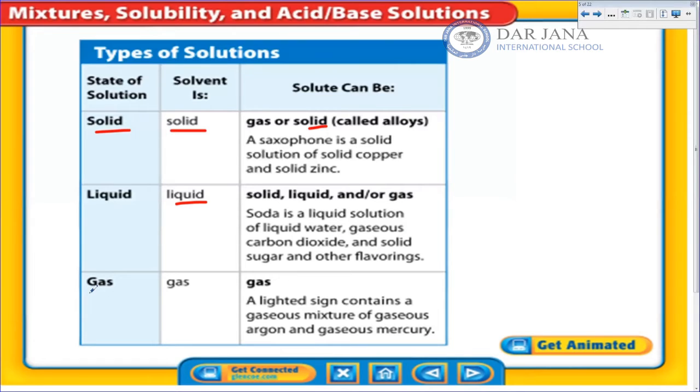The third type of solutions is a gas solution. Of course, the solvent should be a gas. One of the examples is the lighted sign which contains a gaseous mixture of gaseous argon and gaseous mercury. You know, the lighted signs used in the roads. They are made up of gaseous argon and mercury, and both the solvent and the solute here are gases. So then this is a gas solution. So in this table, there is a summary of the three types of solutions: the solid, the liquid, and gas solution.